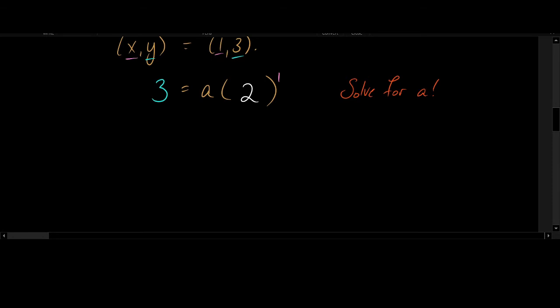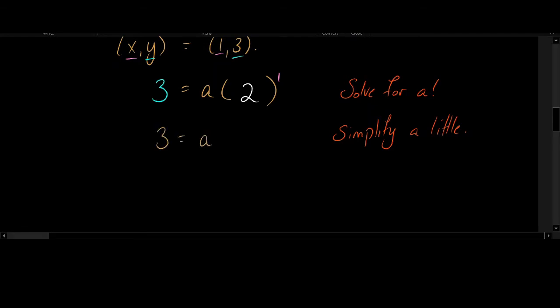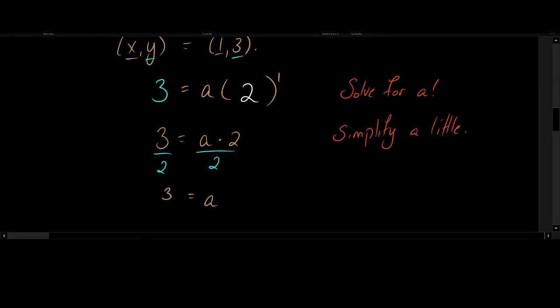The first thing that I'm going to do is a little bit of cleaning. For example, there's no point in me writing 2 to the power 1, because 2 to the power 1 is just equal to 2. So now I'm trying to solve for a, trying to isolate a. Currently a is being multiplied by 2, so let's divide both sides by 2. And I find that a is equal to 3/2.